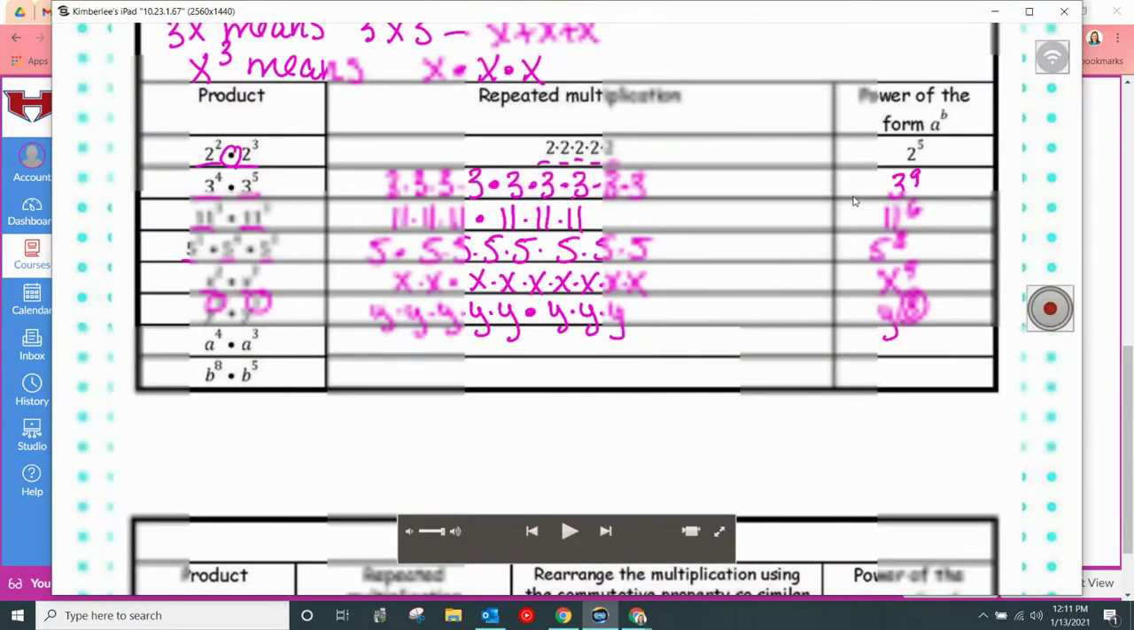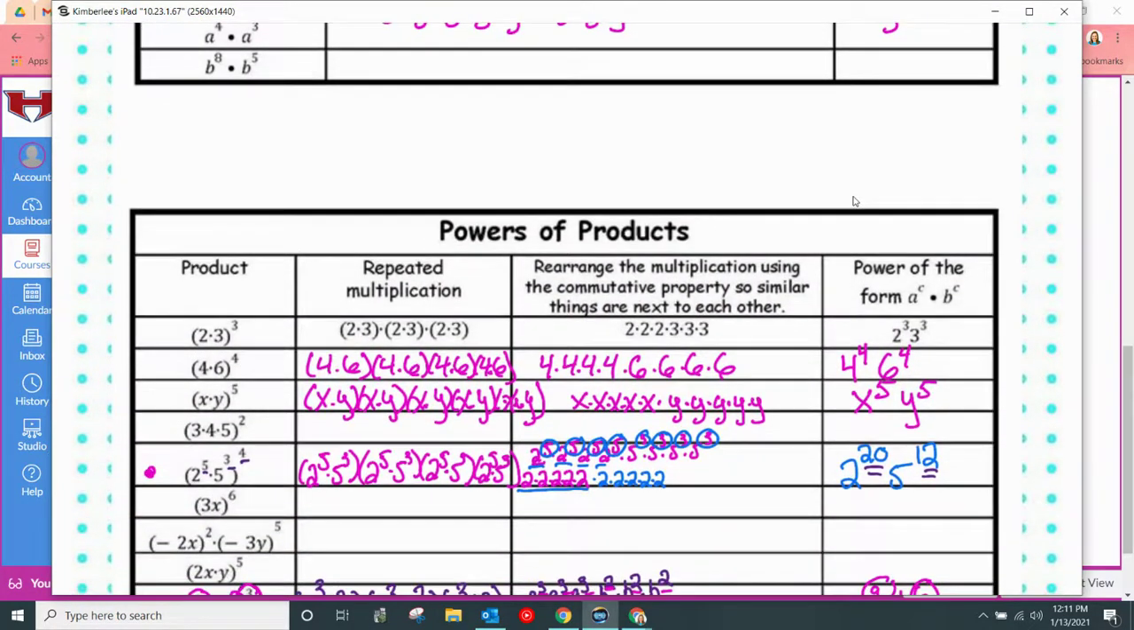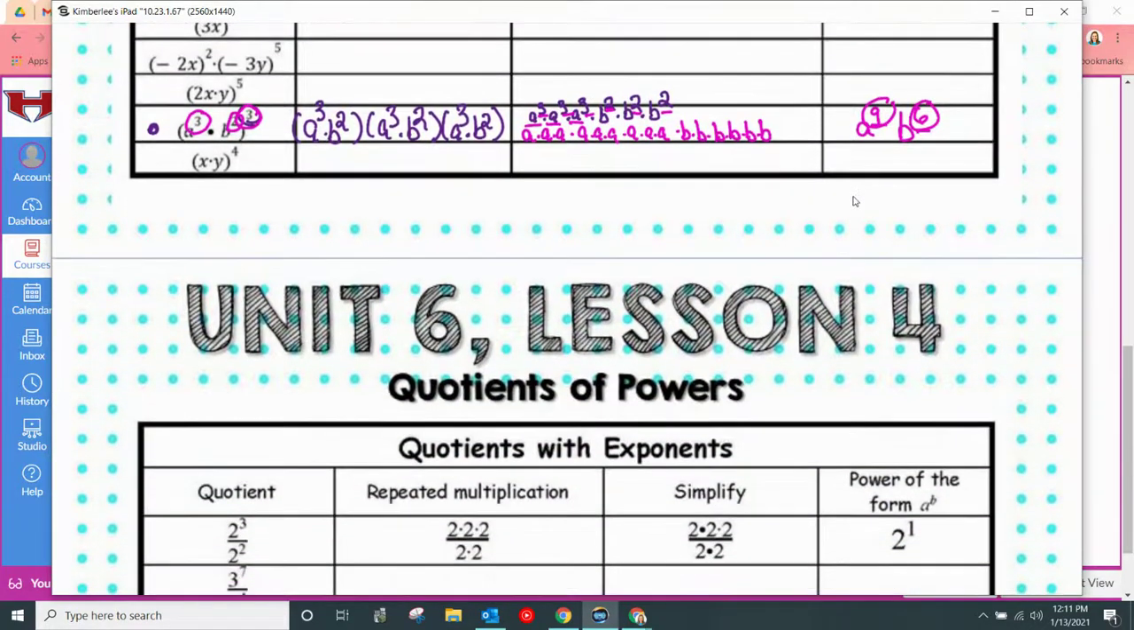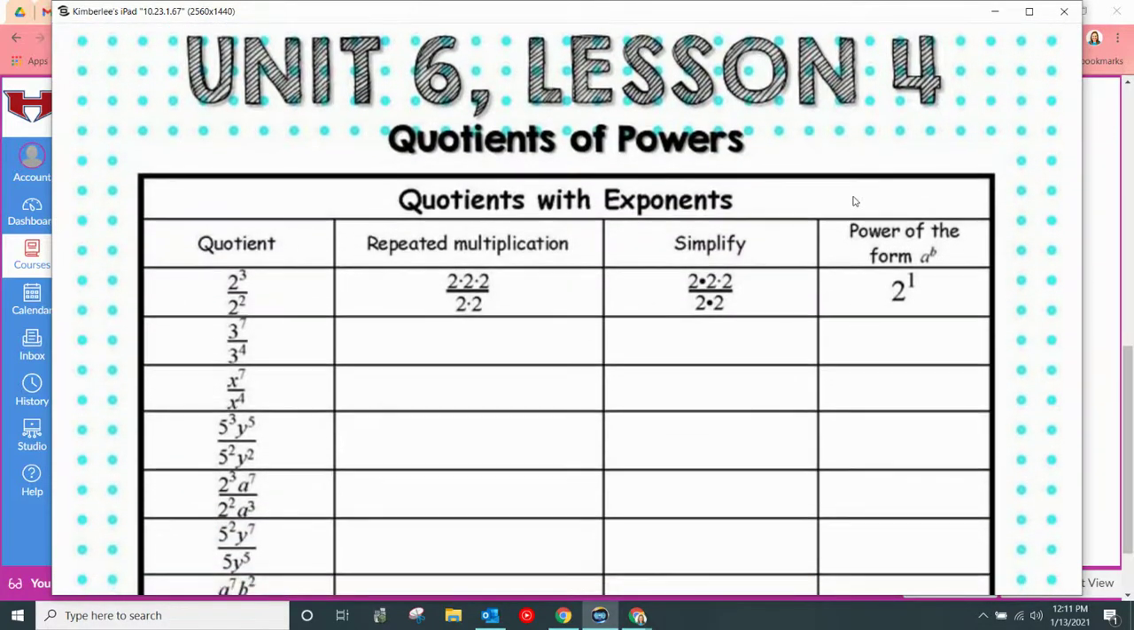There we go. Okay, so that's where we left off yesterday. So we're going to start with Unit 6, Lesson 4, Quotients of Powers. So this is basically what we were doing yesterday, expanding things out.